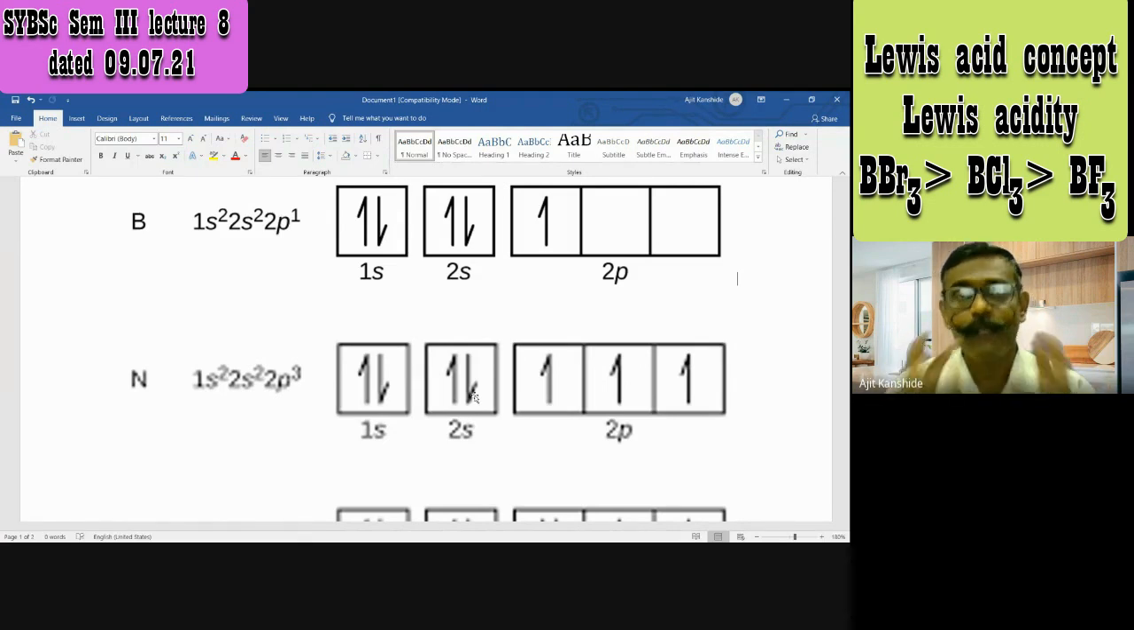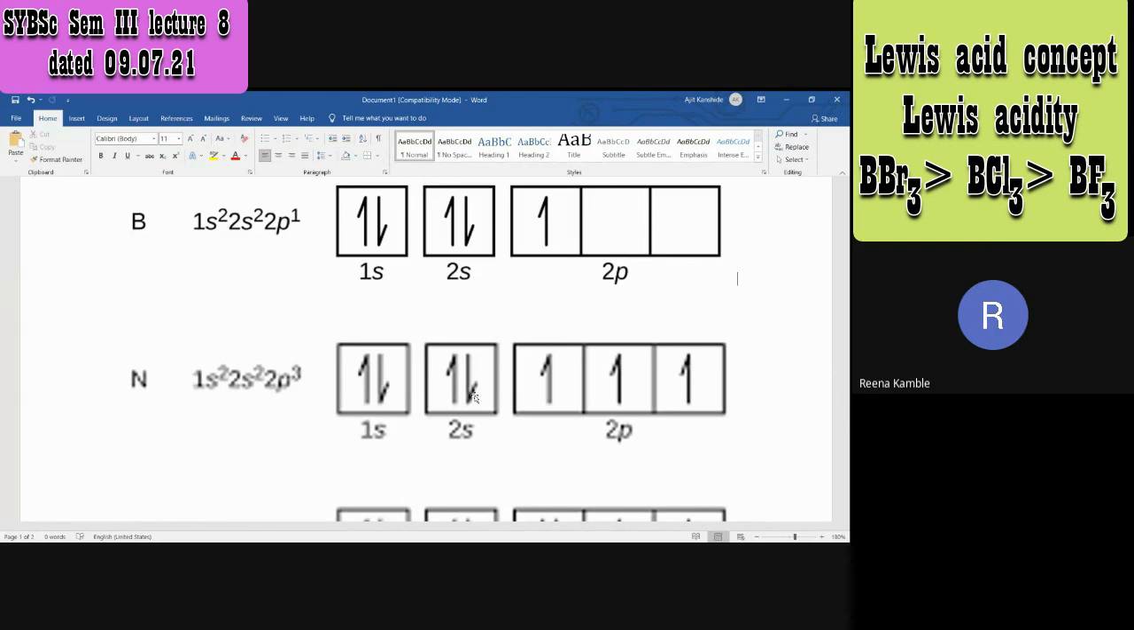What is the concept? BF3, BH3, BCl3, BBr3, compounds of boron where 3 bonds are there. Those compounds have a vacant orbital, and listen carefully, they are Lewis acids. Is it clear? Yes, sir.